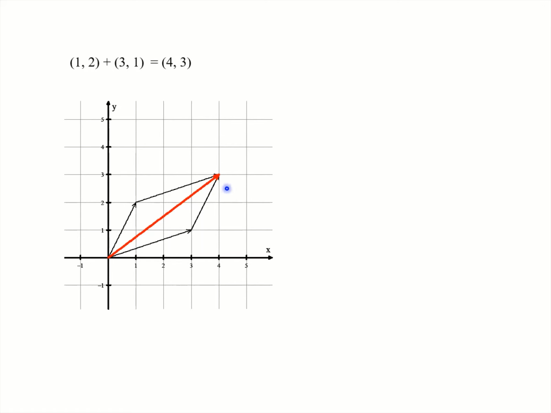Some teachers don't like to draw the whole parallelogram. They just like to draw a triangle. We're going to look at the parallelogram. So that's how you add two vectors in R2. And R3 would be the same thing. You would just have 3 components.